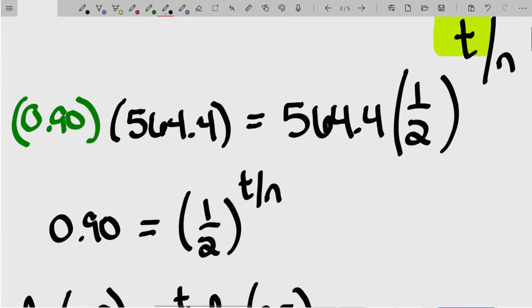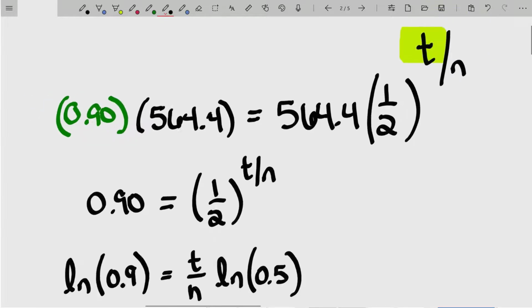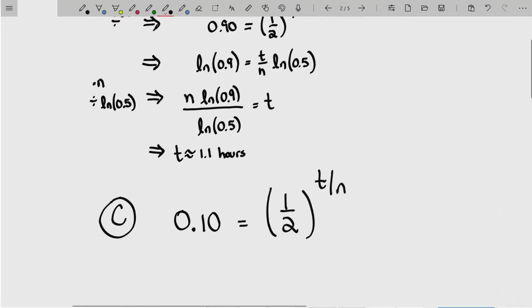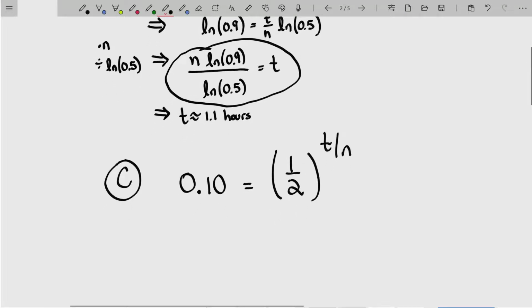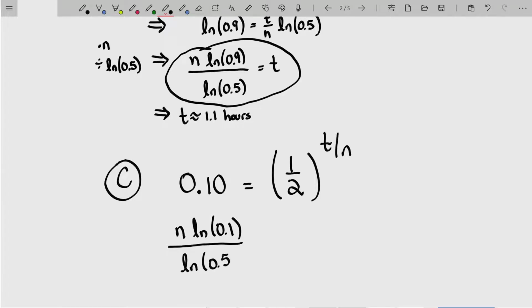We ended up solving 0.9 equals in that case because we wanted 90% left. But in this case, we want to know when we only have 10% left. The mechanics are identical. And in fact, you can almost just copy this formula right there. Just replace the 0.9 with a 0.1. And natural log of 0.1 over the natural log of 0.5 is equal to t. And remember, we know what n is.